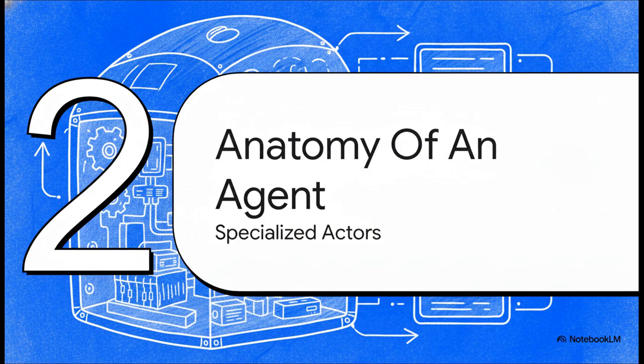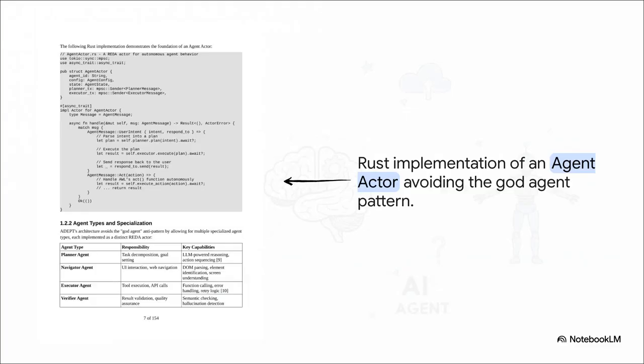Moving on to Section 2, the anatomy of an agent. Let's pop the hood and examine exactly how these agents are constructed within the system. And this brilliantly illustrates what's going on underneath. The underlying Rust framework actively avoids what developers call the God agent anti-pattern. You know, that setup where one massive, super error-prone script tries to handle literally everything? Yeah, we don't want that.